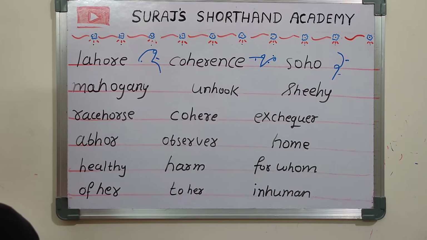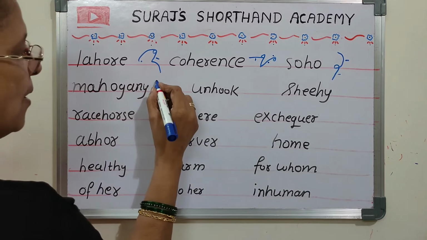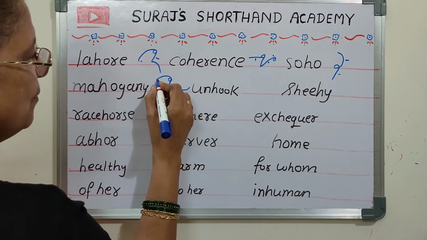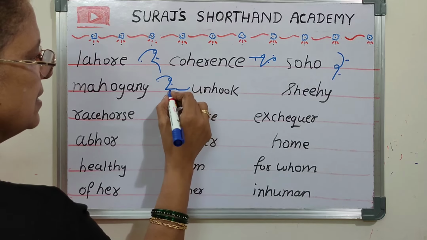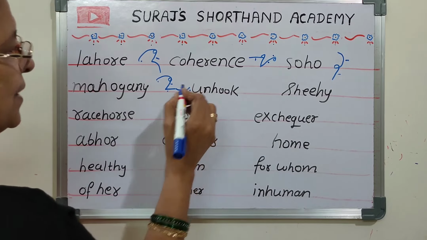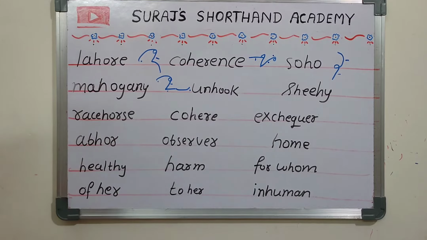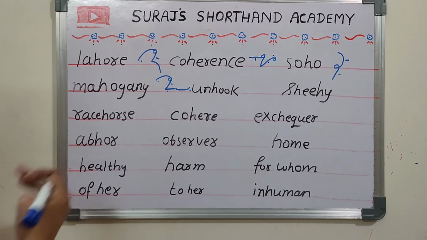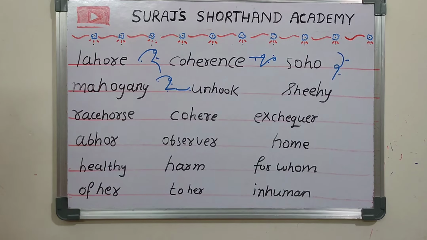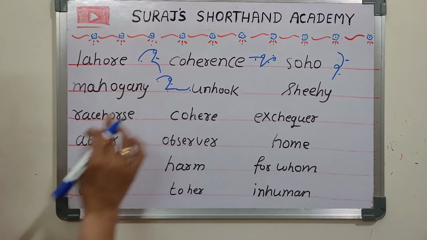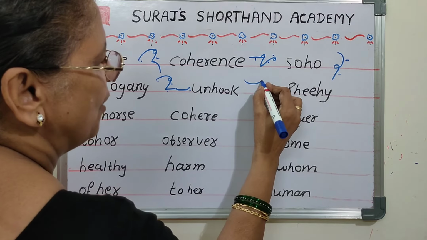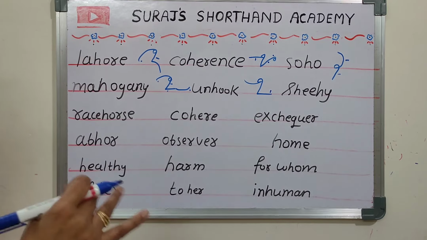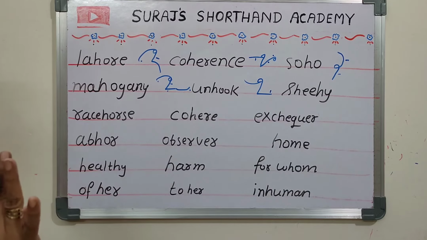And mahogany. This also, on the line you can write. Mahogany. Ma, ha, ga, ni. Many vowels are there. Now if you put the vowels, you can read it very easily. Unhook. This also. Un is N. Hook is downward H, because always we use downward H before K and G.